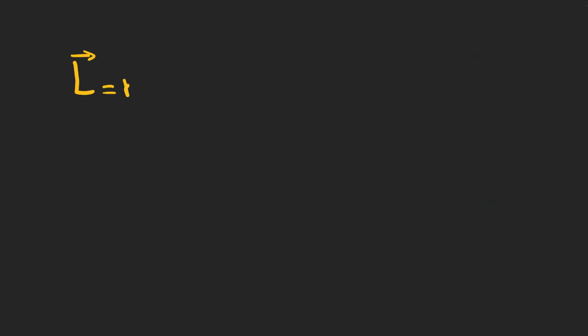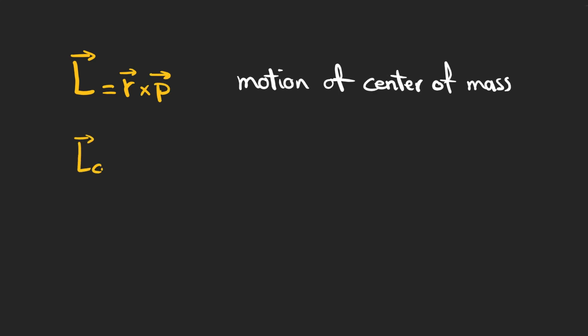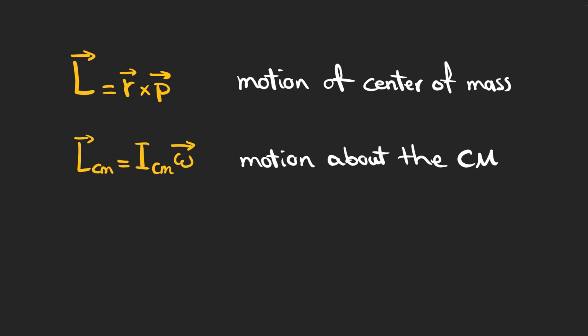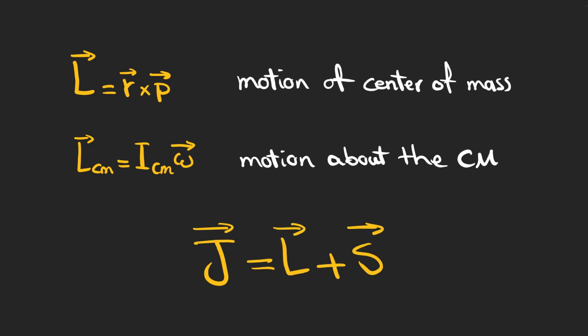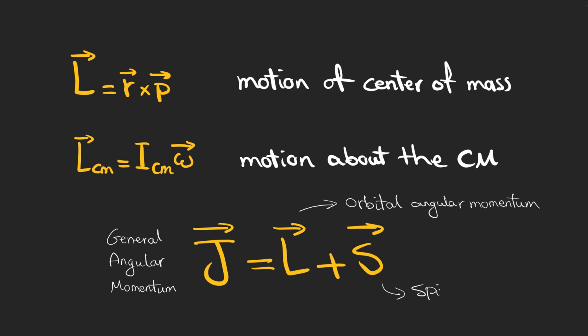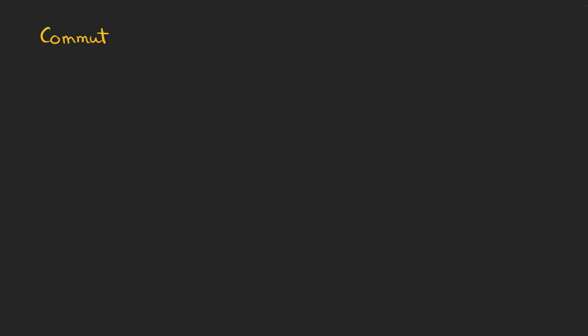In classical physics, we use L to show the motion of the center of mass, and we can also use L_CM, which is the motion about the center of mass. But in quantum mechanics, it's a little bit different. We have a general angular momentum, an orbital angular momentum, and also a spin, but it's a little bit different, and we're going to talk about that in the next videos. From now on, we are going to talk about commutation relations for the general angular momentum J.